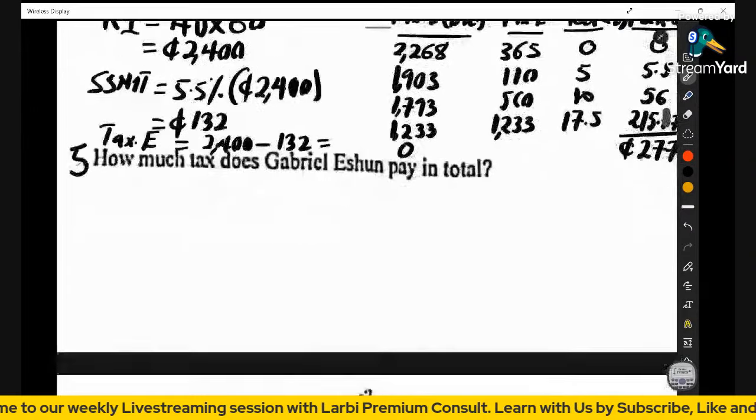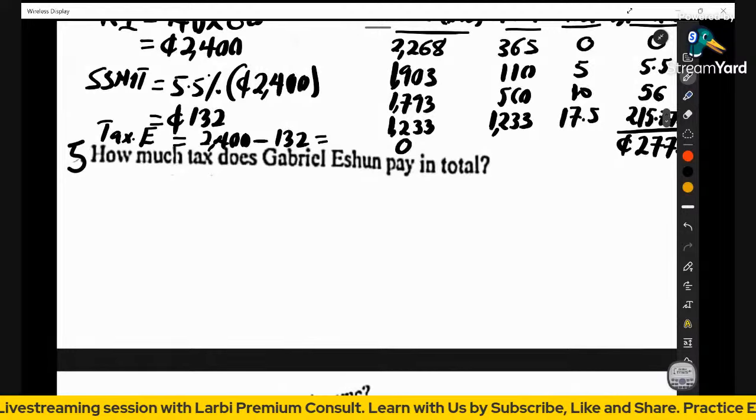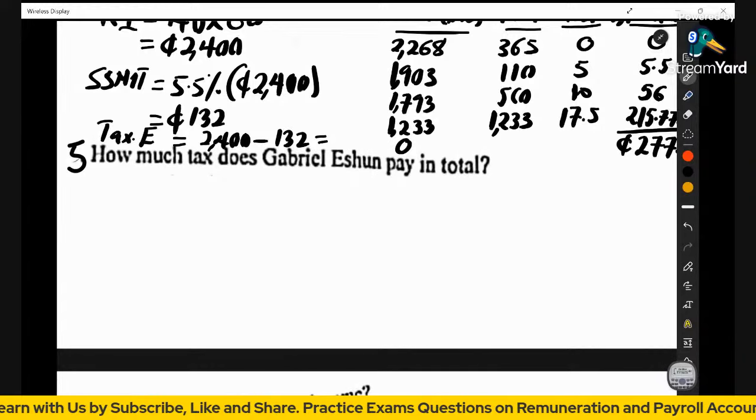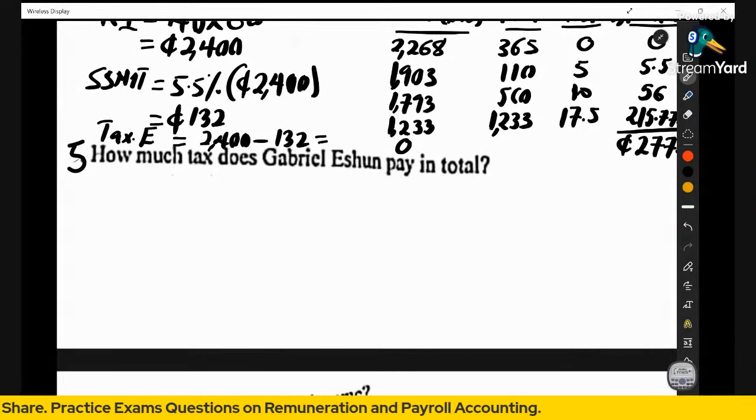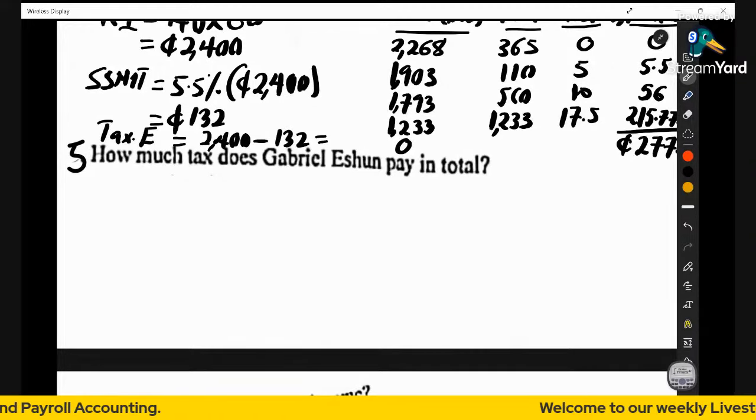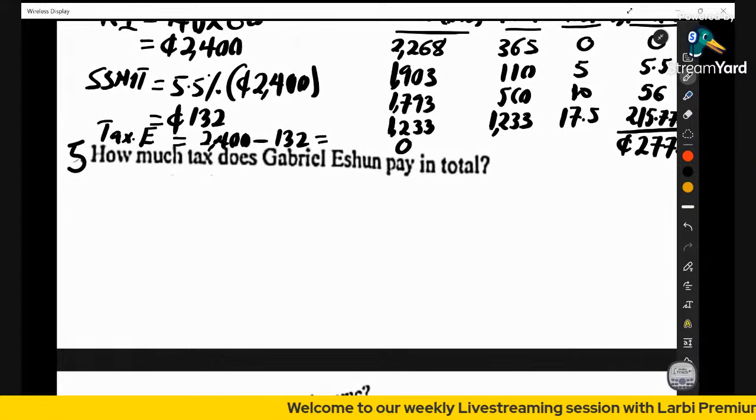Question number 5. How much tax does Gabriel Eshon pay in total? Here too, we will compute the total regular income tax for Gabriel, and as well also compute the overtime tax. When we put the two together, we get the total tax that Gabriel will pay. So this is what we're going to do.